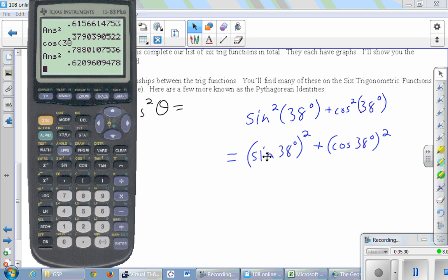And so what I should be looking at is sine of 38 squared plus cosine 38 squared, which is the 0.379 and change, plus the 0.6209 and change. So it looks quite messy. I mean, you got two messy numbers. You're just adding them up.